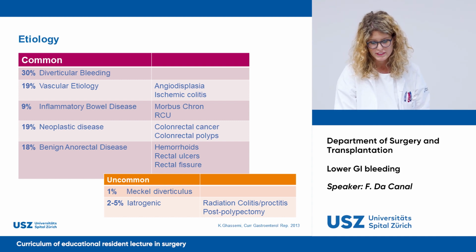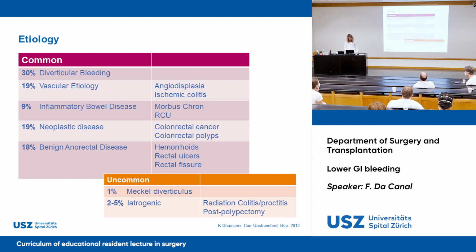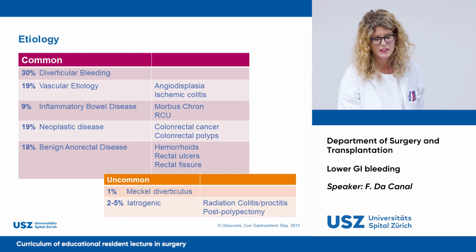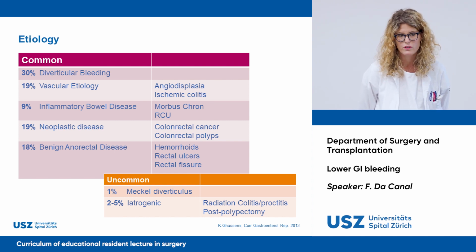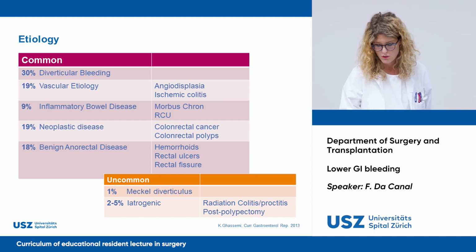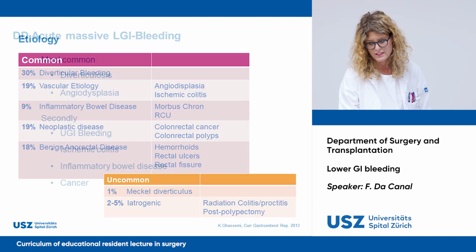In about 9% of the cases, bleeding comes because of inflammatory bowel disease. A bleeding can come even because of a neoplastic disease or because of benign anorectal disease. Uncommon, but still important to mention, are the iatrogenic causes of lower gastrointestinal bleeding, such as post-polypectomy or radiation colitis or proctitis after, for example, prostate cancer.